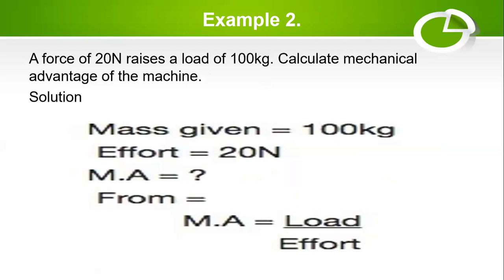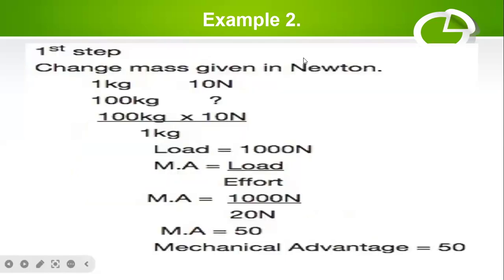The second example: a force of 20 Newton raises a load of 100 kilogram. Calculate the mechanical advantage of the machine. Solution: the mass given is 100 kilogram, the effort is 20 Newton. We know mechanical advantage equals load over effort. First, we have to change the mass into Newton. 1 kilogram equals 10 Newton, so 100 kilogram equals 100 times 10 Newton upon 1 kg. So the load will be equal to 1,000 Newton.